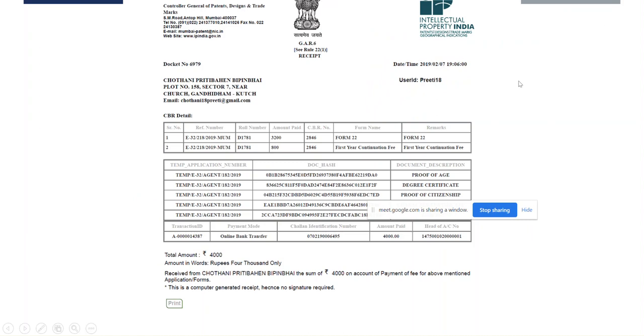Then once I submit the fees to the patent office, this type of receipt is generated by the patent office. In that you have submitted the 3200 and 800 fees. It also shows what documents you have uploaded: Form 22, the proof of age, degree certificate, proof of citizenship, the character certificates. All the documents you have uploaded over there. A total of 4,000 rupees you have paid through the online portal, and this acknowledgement receipt also you have to attach with all your original documents.